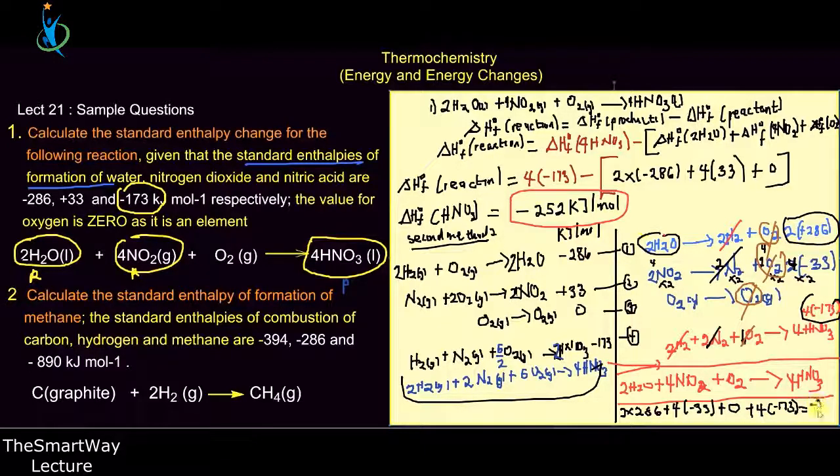So it is negative 252 kilojoules per mole. Negative 252 kilojoules per mole. So you can also use the Hess law for this one. In our next lecture, we are going to solve this question, but I'm going to use the Hess law first to solve this question before I use the easy one, so that you can better understand it. Thank you.